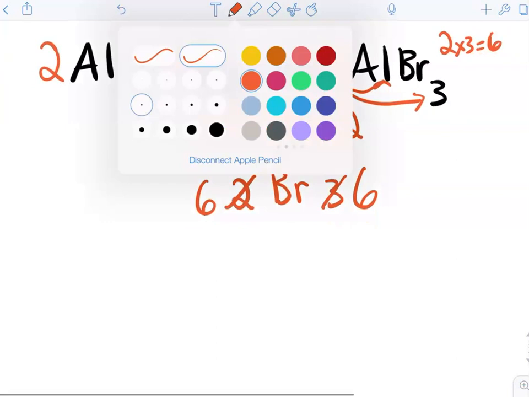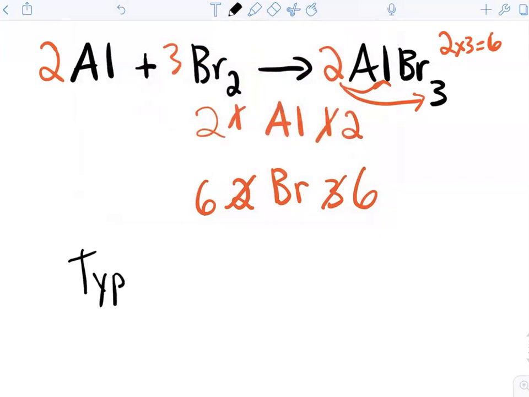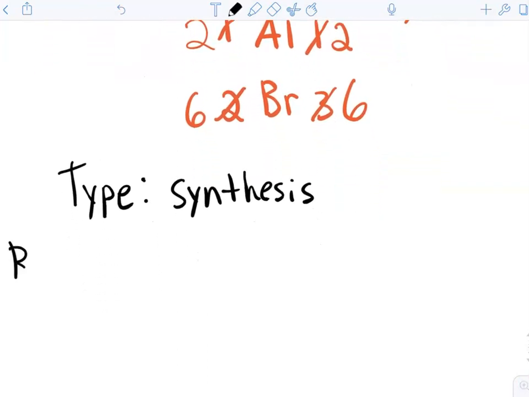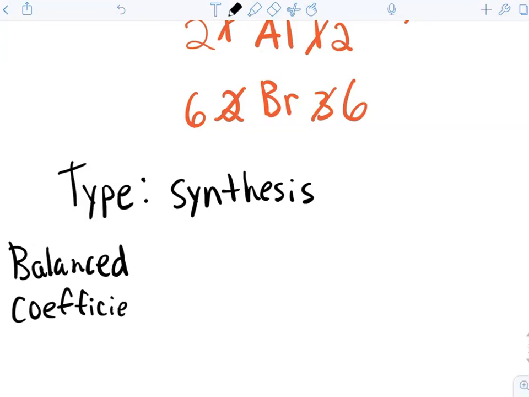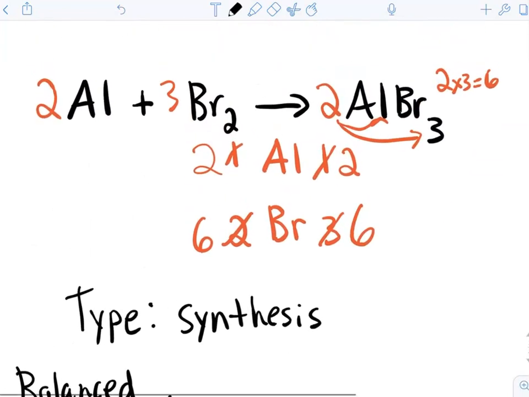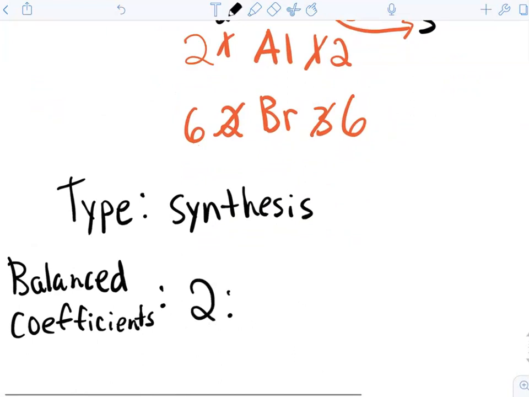Okay? So for this one, our type is going to be synthesis, because we have 2 things coming together, and then our balanced coefficients are going to be 2, 3, 2. Okay? Alright, we got another one.